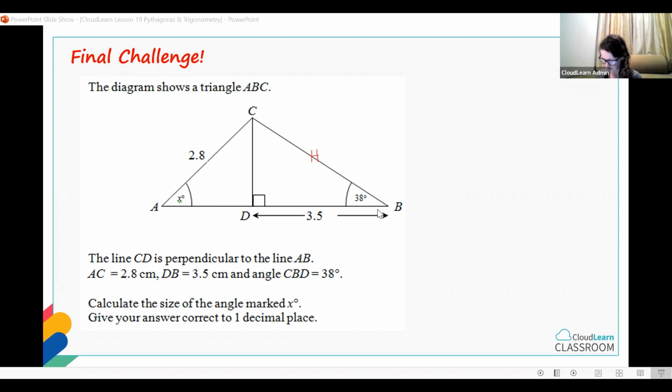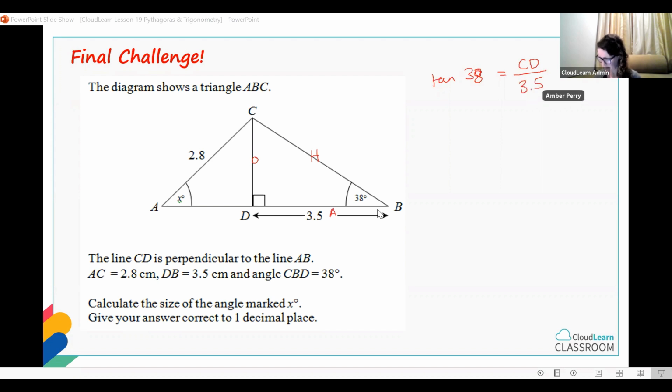And then what is CD? Well, CD is opposite and DB is adjacent. So that's a tan problem then, isn't it? So we're going to calculate CD by using tan 38 is equal to CD, I'm going to just write CD there, over the adjacent, which is 3.5.